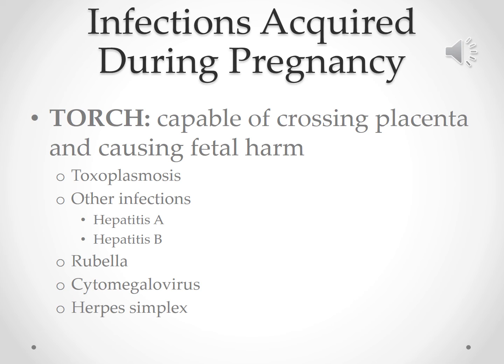So the first set that we're going to look at is going to be categorized as your TORCH group. Your TORCH infections are capable of crossing the placenta, and they can cause fetal harm. If you look at table 21-10 on page 662 in your textbook, it gives you a breakdown of maternal and fetal effects, and then the counseling for that.